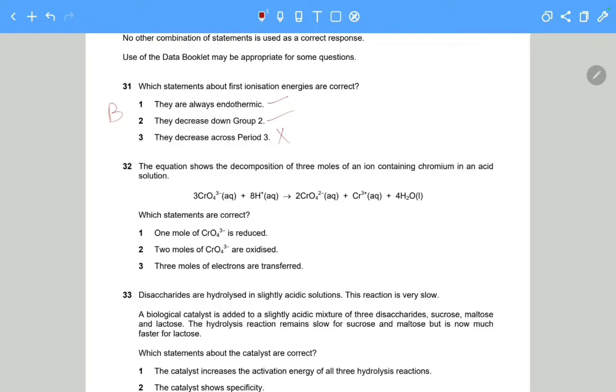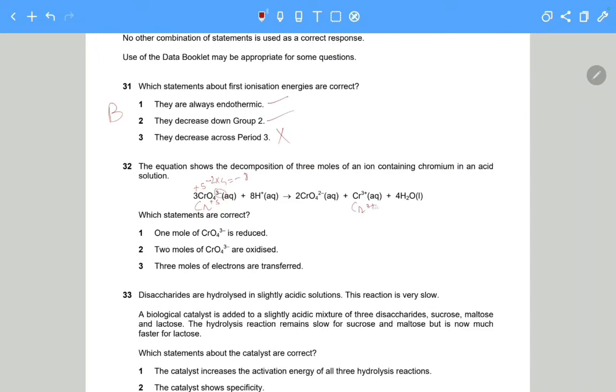Question 32. The equation shows the decomposition of 3 moles of an ion containing chromium in an acid solution. They have given us this equation. Which statements are correct? 1 mole of the chromium containing compound is reduced, right? So let's see what's happening. Let's calculate the oxidation number. This is 4 oxygens, which should give minus 2 times 4, equal to minus 8. The overall charge is minus 3, which means the chromium should be plus 5. So we have Cr plus 5 on this side.